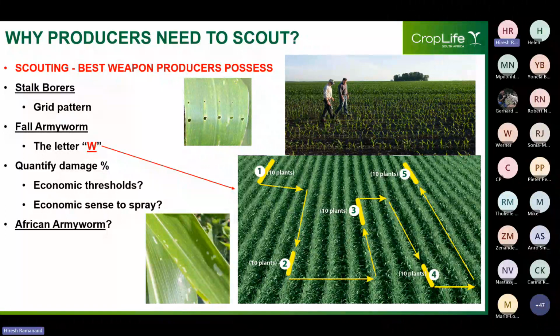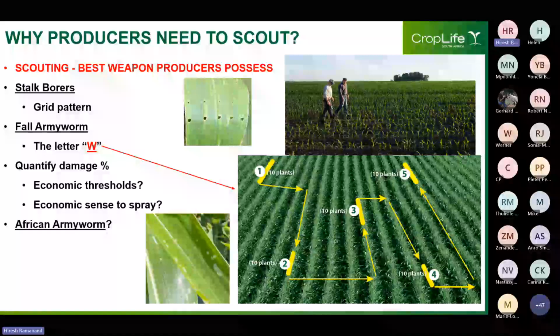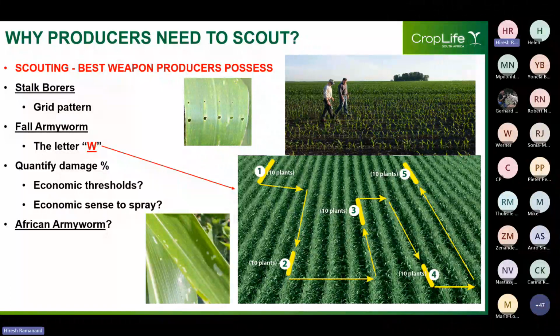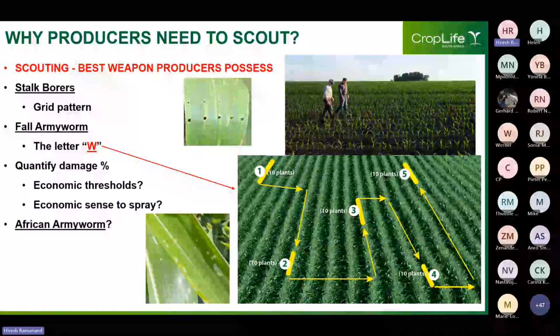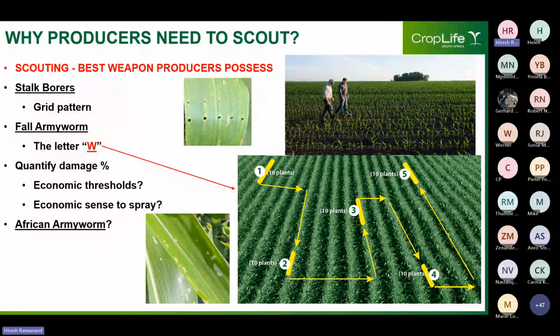At the start, at every turn, and at the end, inspect 10 plants in a row. These 10 plants are called a station. Look carefully in the whorl of each plant for signs of the characteristic window symptoms or fresh frass. These indicate a live larva, probably fall armyworm, in the whorl.